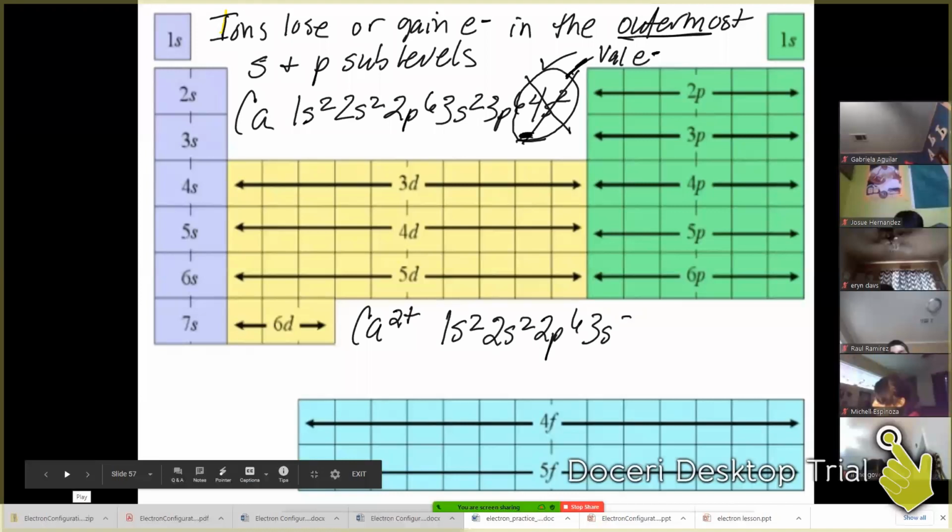1s2, 2s2, 2p6, 3s2, 3p6. And what element has 18 electrons?